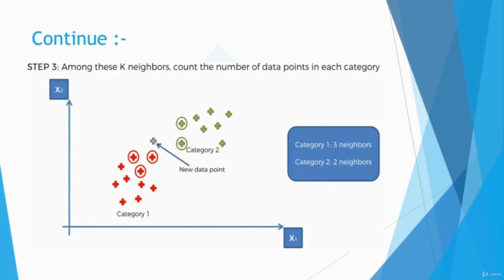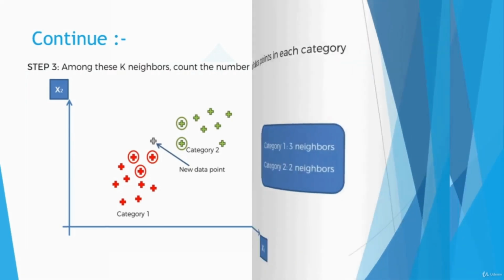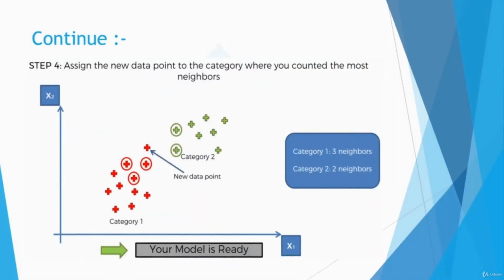These are the 5 neighbors nearest to this new data point, and now we will count the neighbors in each category. The category which has more neighbors is the category the new data point will belong to. So category 1 has 3 neighbors and category 2 has 2 neighbors. So obviously the new data point will belong to category 1. This is our step 4, and the KNN model is ready. So this is the basic concept of the KNN algorithm.